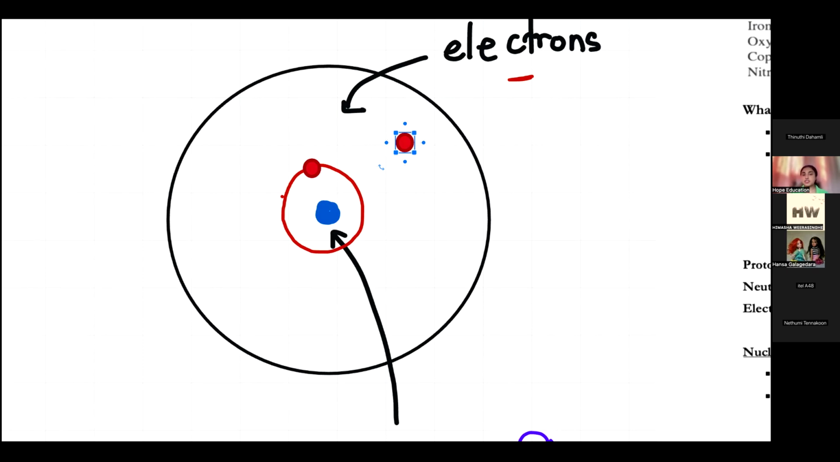It's the same with electrons. There isn't a line drawn, but there is a definite path for sure. There is a definite path.